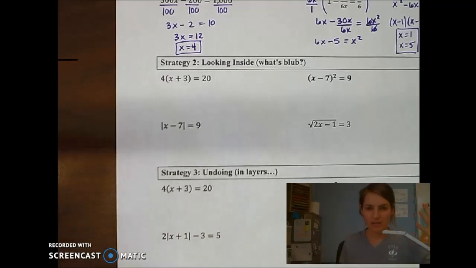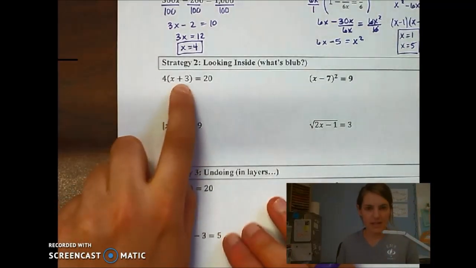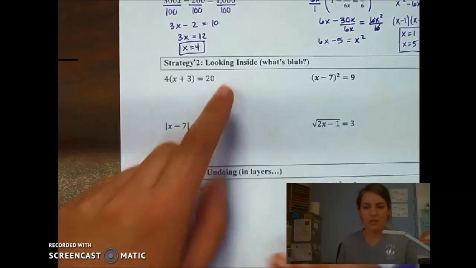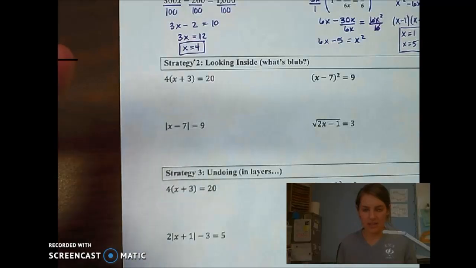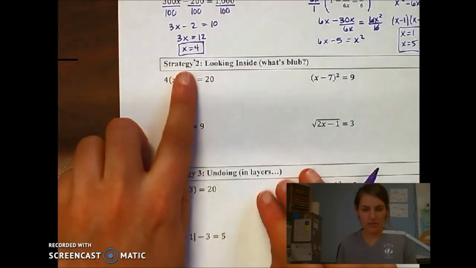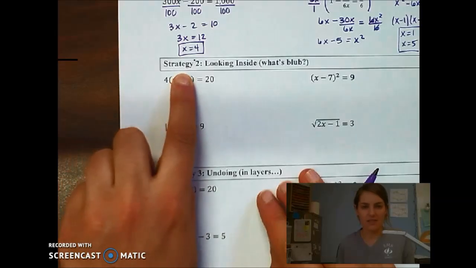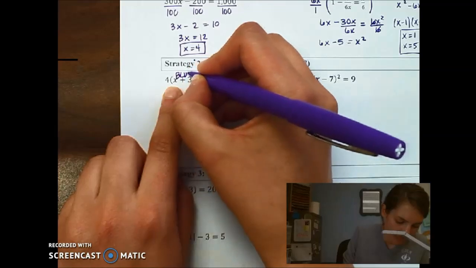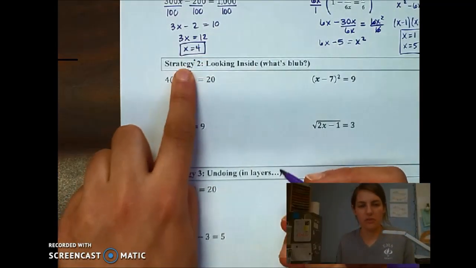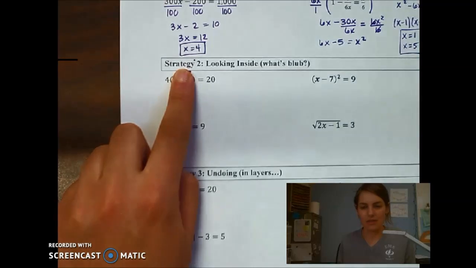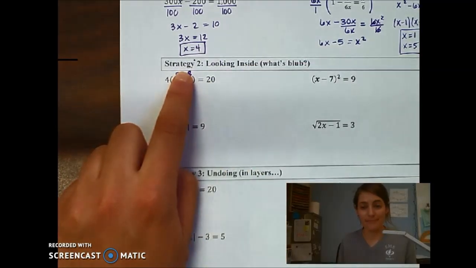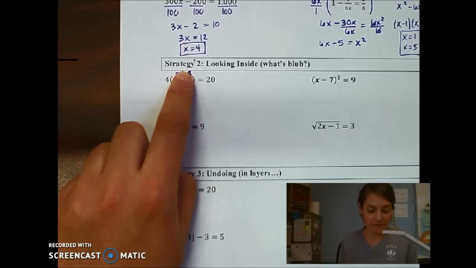So here's the logic behind this. This x minus 3 is grouped together. So when you look inside, you identify like a contained group that you could think of as one thing. So if I cover this up and think of this as blub. Now, 4 times blub is 20. That's kind of what this equation is really telling us. So 4 times what is 20? So if 4 times blub is 20, what's blub? Blub would be 5.